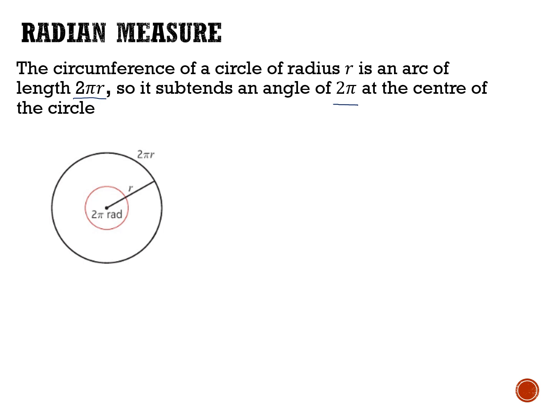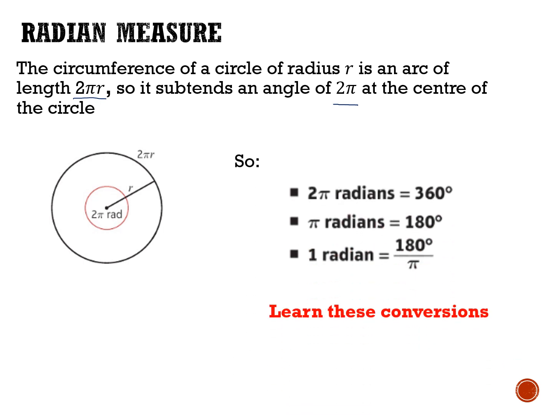Okay, so that gives us a link between radians and degrees, because we know a full turn or a full circle is 360 degrees. So 2 pi radians is equal to 360 degrees. The reason being, a full turn gives you the whole circumference all the way around as the arc length. The whole circumference is 2 pi r, but the radius is r, so that gives you 2 pi in this full circle turn here.